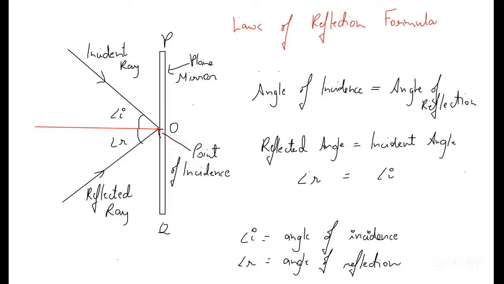Because the normal line is bisecting the angles into two equal parts. So we will have the angle of incidence I equal to R, the angle of reflection. Okay.